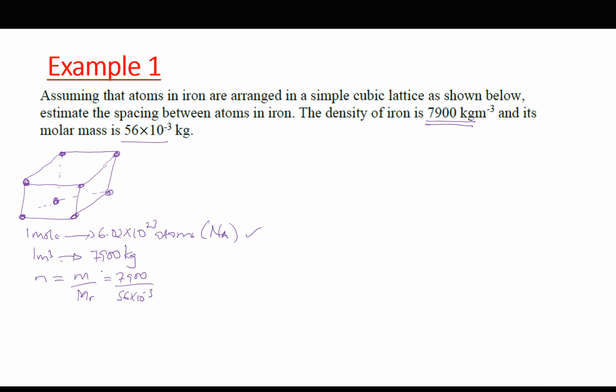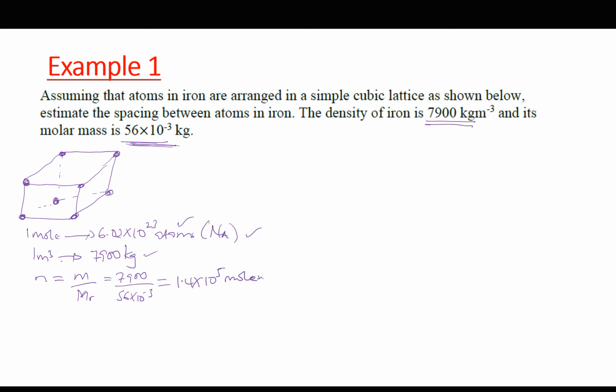Alternatively, you can do it manually. If 1 mole has this number of atoms, and 1 mole is actually this mass, if this is the molar mass, then this mass contains this number of atoms. How about this mass? You can do that manually. But when I do this on the calculator, 7,900 divided by 56 exponent negative 3, this is giving me 1.4 times 10 power 5 moles.